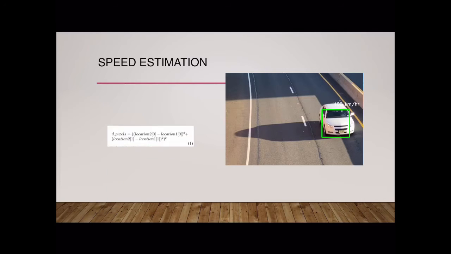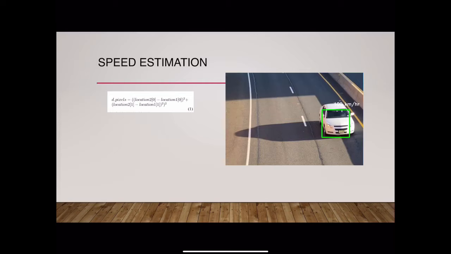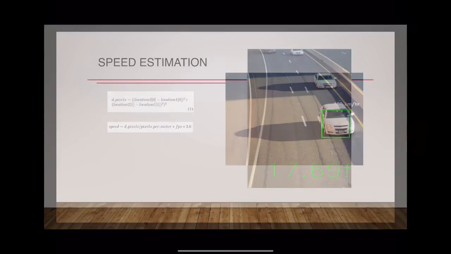The first equation here calculates the displacement of the vehicle between the 2 frames by adding the squares of vertical and horizontal displacement. The second equation uses the displacement in pixels, the meters per pixel, and frames per second to get the speed.